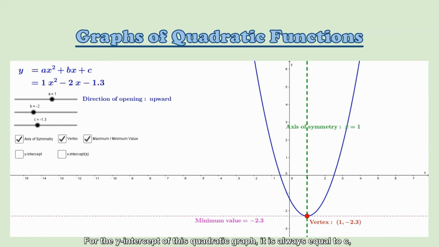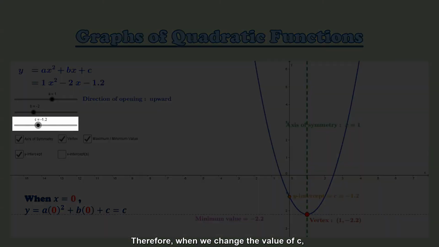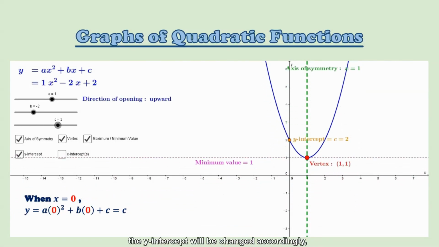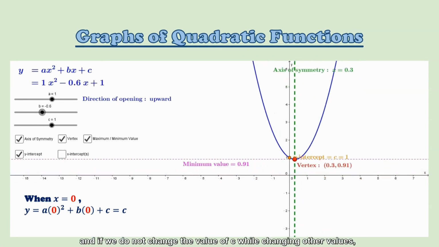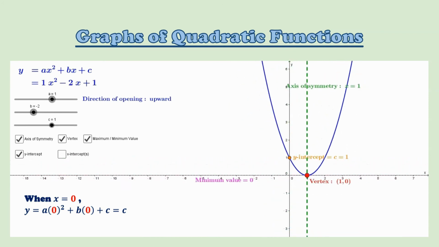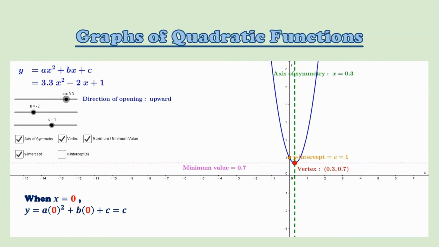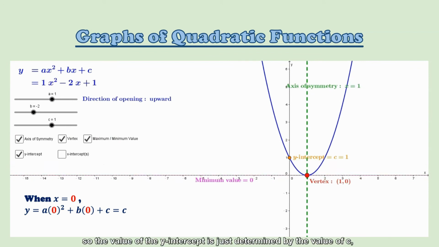For the y-intercept of this quadratic graph, it is always equal to c, because the y-intercept is just the value of y when x is equal to 0. So when we substitute x to be 0 in ax squared plus bx plus c, the value should be equal to c. Therefore, when we change the value of c, the y-intercept will be changed accordingly. And if we do not change the value of c while changing other values, the y-intercept will remain unchanged. Like this. So the value of the y-intercept is just determined by the value of c.